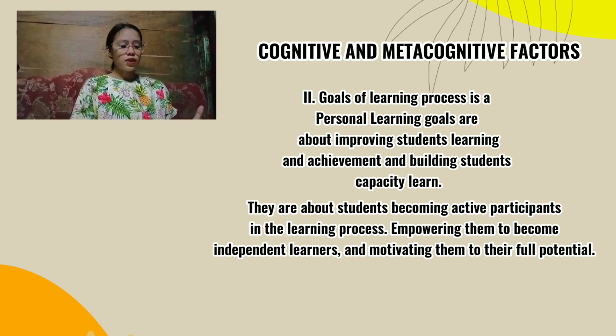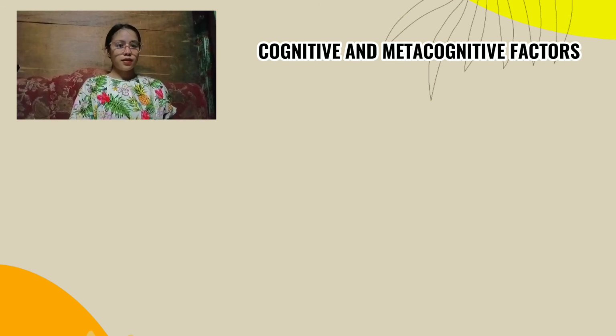Goals of learning process means personal learning goals are about improving students' learning, achievement, and building students' capacity to learn. They are about students becoming active, becoming independent learners, and motivating them to achieve their full potential.